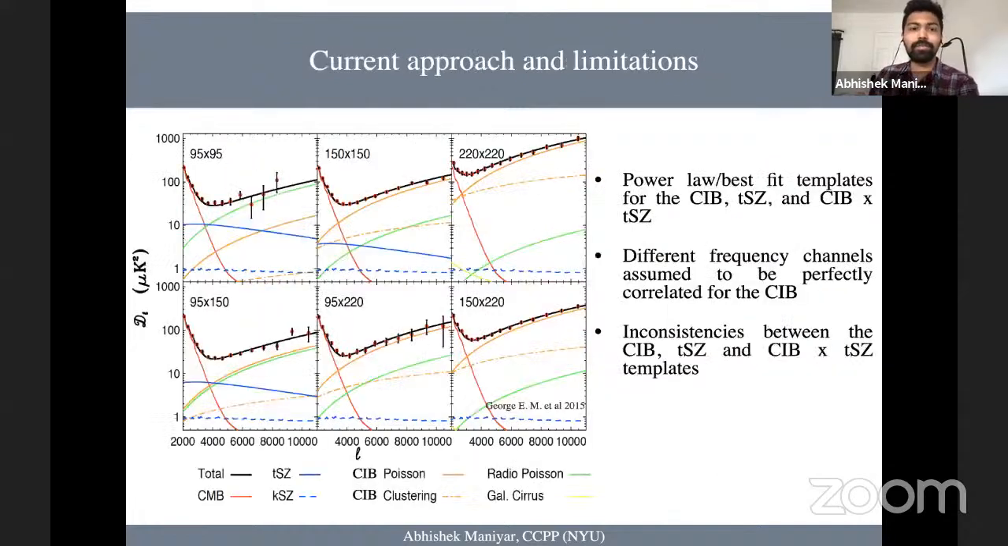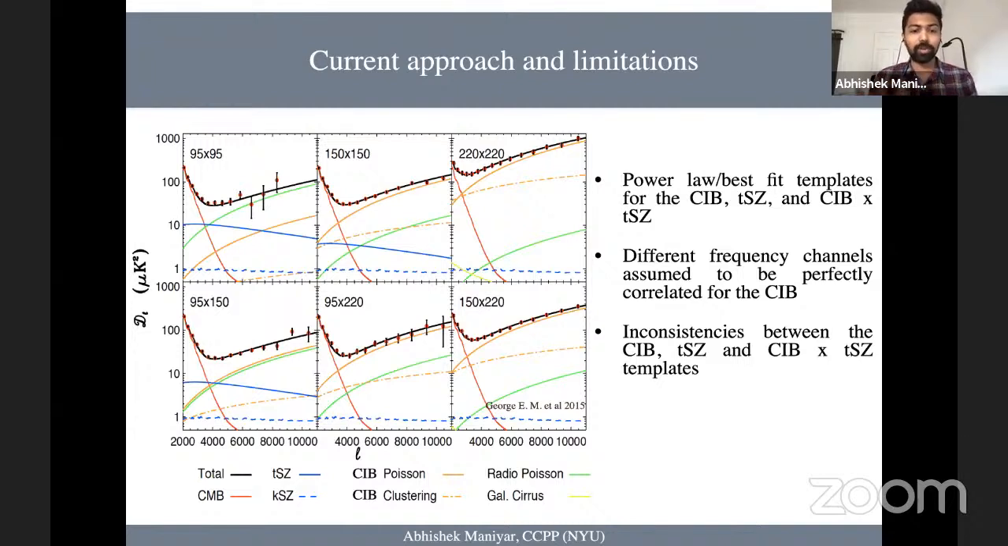Now, first that has been made clear, what is the current approach and what are the limitations of the current approach. What is normally done right now is we either use power law or best fit templates for these foregrounds, namely the CIB, TSZ, and their correlation. When you use something like a best fit template for these foregrounds, basically you assume a shape, and you fit for an amplitude, the same amplitude across all the frequency channels.